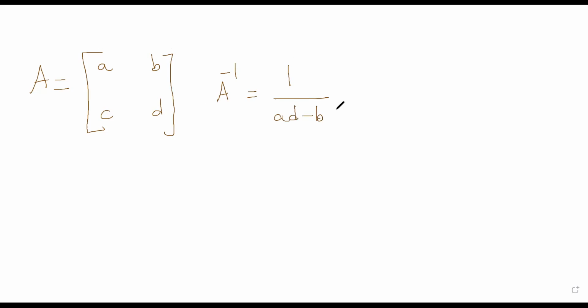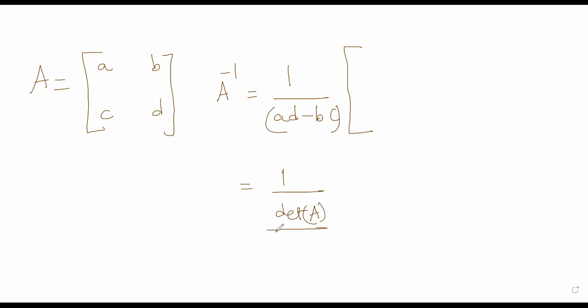Now, how to find the inverse of a 2 by 2 matrix? Let's write A, B, C, D, and now I have to find A inverse. A direct formula is there: 1 by AD minus BC. That is det A. This is the number you get, 1 by AD minus BC, that is 1 by det A.